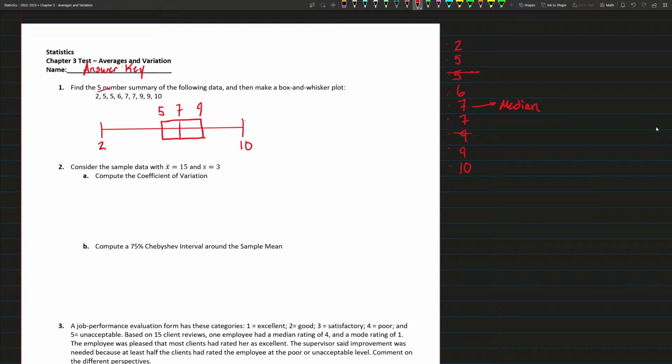Would be 9, right? Because 25% of our data is above 9 as well. So that's the box and whisker plot, and that's it for number 1. You can label these. That might help.